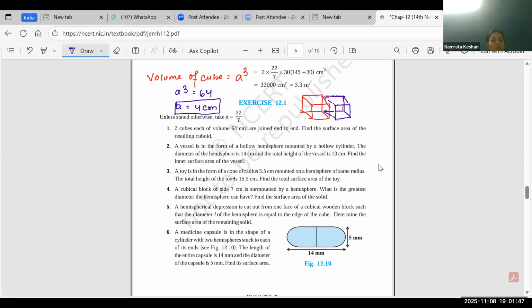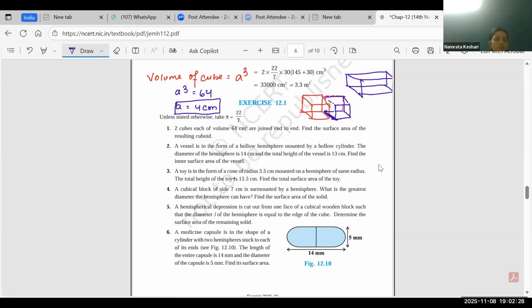Two cubes each of volume 64 centimeter cube are joined end to end. So both the cubes are exactly the same, having side 4 centimeter, joined end to end, just like this. Find the surface area of the resulting cuboid. The resulting cuboid's surface area we have to find. Can you see now it is just a cuboid, a bigger cuboid? Yes or no? Everyone, can you see it? Both the cubes attached together became a cuboid.